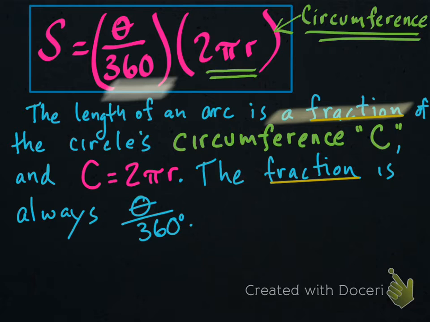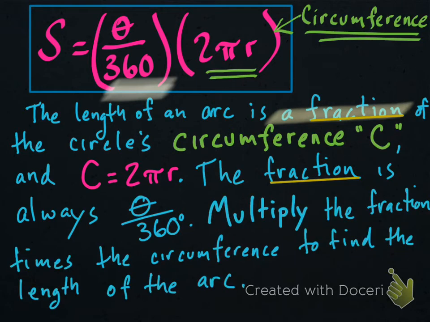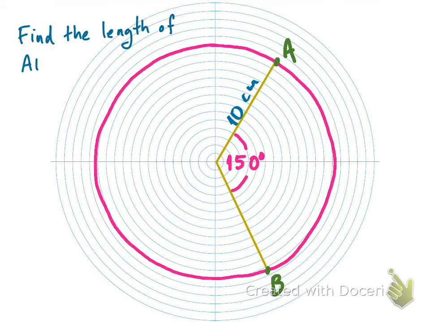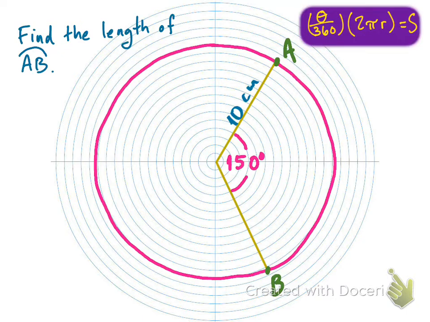Since an arc is a fraction of a circle, what fraction is it? It's theta over 360. That's the fraction. And all you have to do is multiply that fraction times the circumference to find the length of the arc. Alright, so let's try that once. It's pretty simple, I think you'll agree. There's a circle with a 10 centimeter radius. I've got a 150 degree central angle, and we are going to find the length of arc AB. Incidentally, that little curve over the letters AB is the symbol that we use to represent arc AB. So you might see that from time to time in your math books.